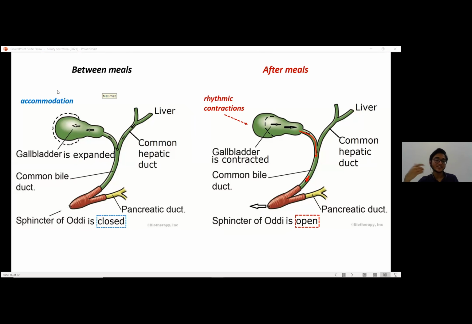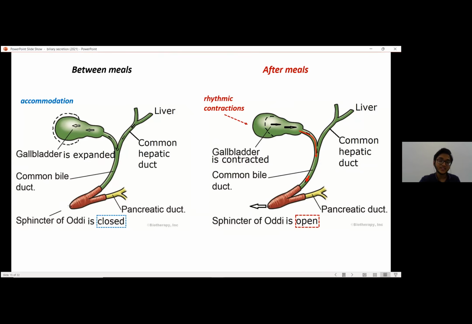Fat and cholecystokinin. So fat enters the small intestine, stimulates I cells to release CCK. This CCK causes contraction of the gallbladder and relaxation of the sphincter of Oddi here. This causes bile secretion into the intestine to cause digestion.